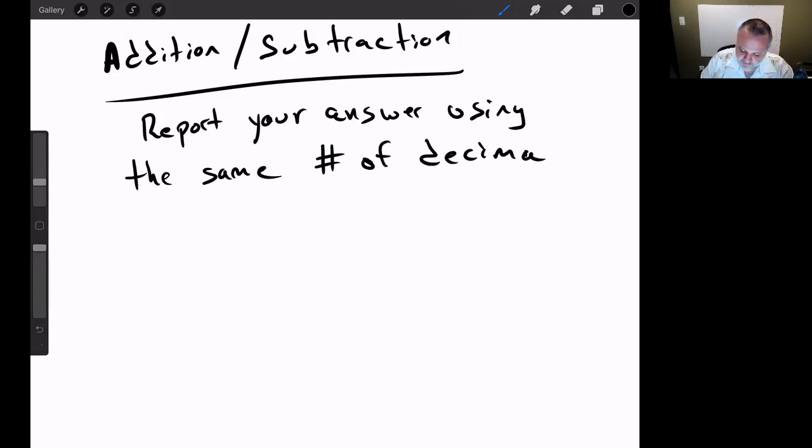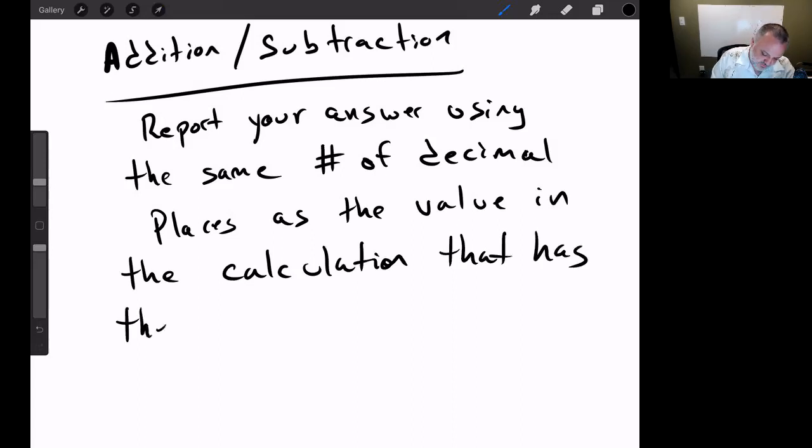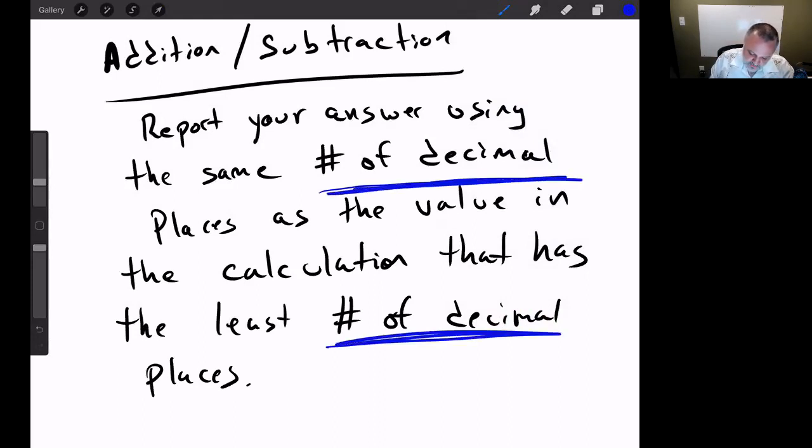decimal places as the value in the calculation that has the least number of decimal places. So this is a little bit different. Instead of counting sig figs, we're now counting decimal places.